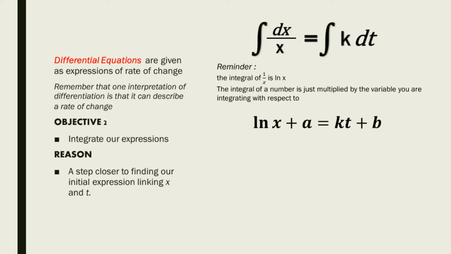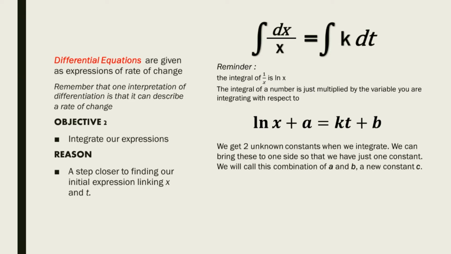So when we integrate on the left, because there's no limits on it, we'll get natural log of x plus some constant. We don't know what it is, but if we differentiated that constant, it would just disappear. It could have been there, but we're not sure. Same thing on the right, we will get a constant. Now, we get two unknown constants here, a and b.